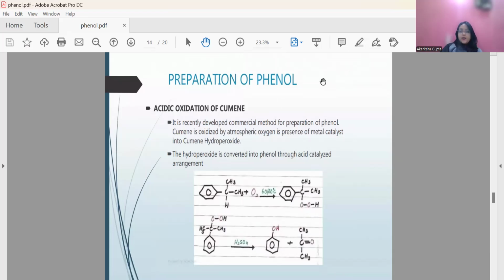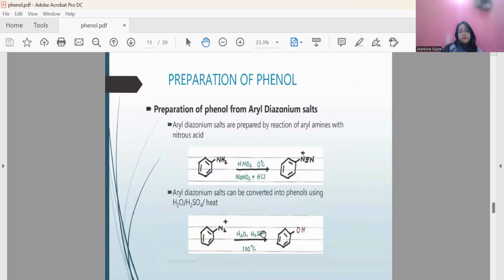In the next method, we can get phenol by the oxidation of cumene. This is the structure of cumene, and when we react it with oxygen, we form this intermediate product, the oxidized product of cumene. Then we react it with H2SO4, and finally we get phenol as the final product.